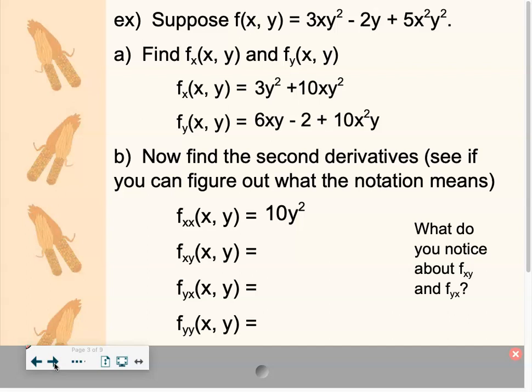Does that make sense? Okay, so now f sub xy. Laura, what is f sub xy? 6y plus 20xy. That's right. And tell me what that means. You take the partial y of partial x. Exactly, you're doing the partial derivative with respect to y of the partial derivative with respect to x, right? Okay, good. And then Michelle, f sub yx, what'd you get? 6y plus 20xy. Very good. So you're starting with partial y, and then you're doing partial x of this function.